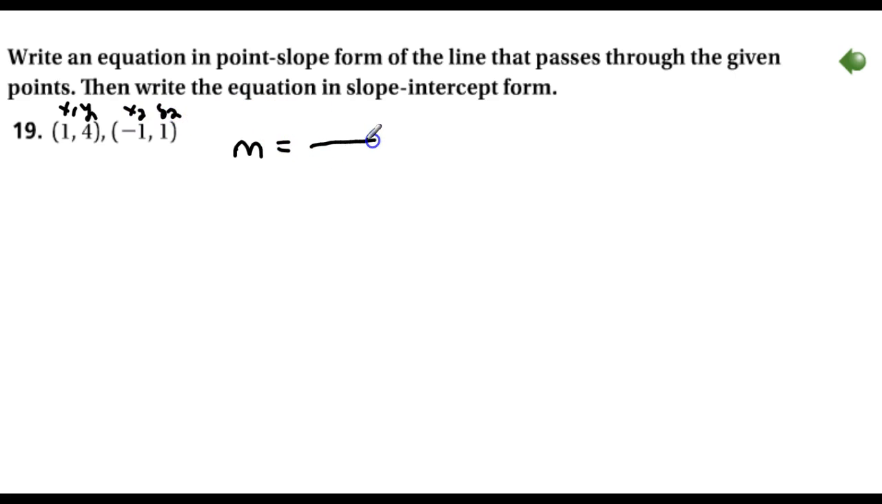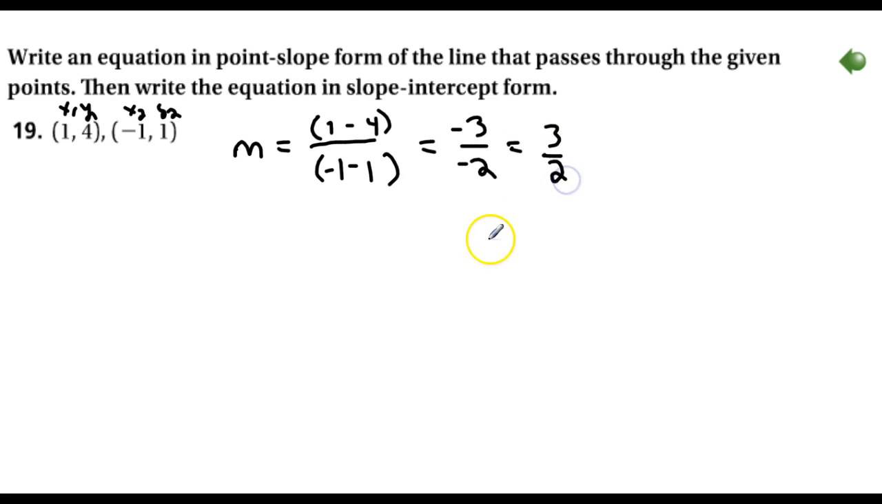I'm going to put it into the equation for slope. And then substituting in, I got y2 minus y1, so I've got 1 minus 4. x2 minus x1, so I got negative 1 minus 1. And so I end up with negative 3 over negative 2, which equals positive 3 over 2. So that's my slope. And so when I go to put it into this equation, y minus something is equal to my slope, which I know is 3/2, times x minus something.